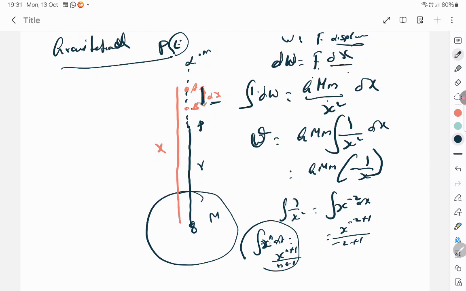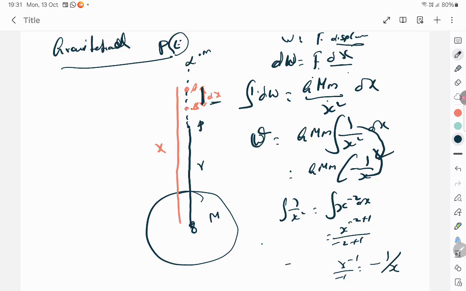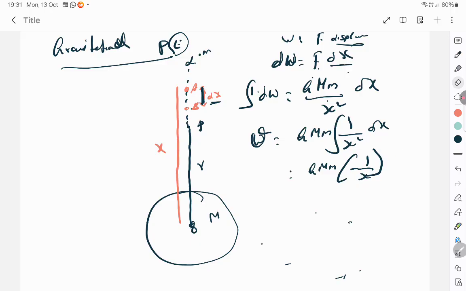Number where x to the power number plus 1 we did, copy it down below. So here what do we have: minus 2 plus 1 by minus 2 plus 1. This answer will be x to the power minus 1 by minus 1, which is minus 1 by x. Therefore you know that integration of 1 by x square is simply minus 1 by x. You have to either mug it up or understand and do it, it's up to you.